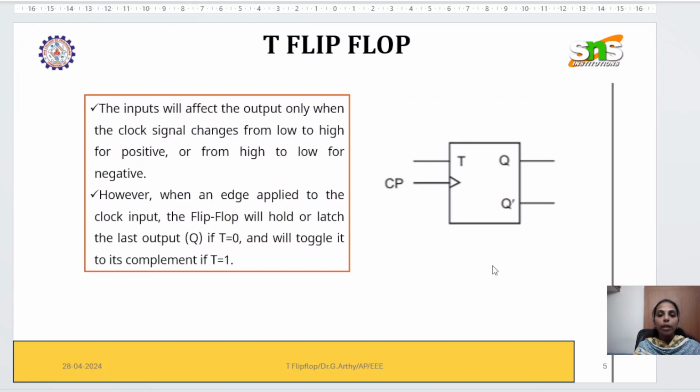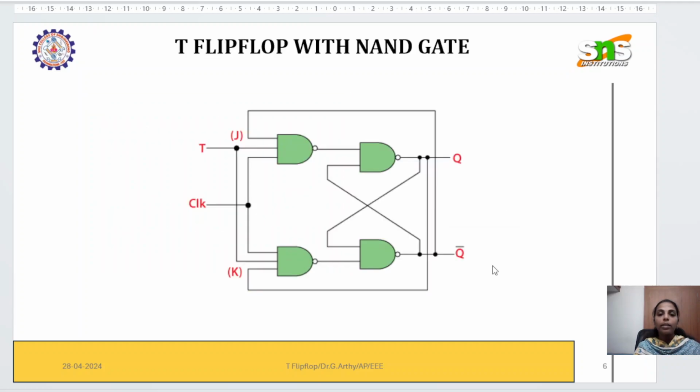This is the circuit diagram of T flip-flop. The inputs will affect the output only when the clock signal changes from low to high for positive edge, or from high to low for negative edge. However, when an edge is applied to the clock input, the flip-flop will hold or latch the last output if T is equal to 0 and will toggle it to its complement if T is equal to 1. This is the T flip-flop.